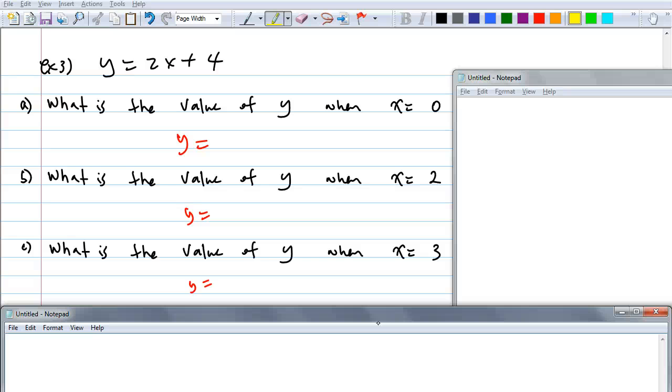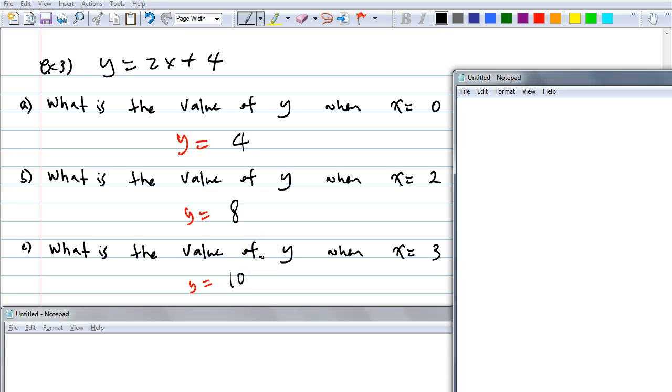What's the hardest part of this question, or the part that takes the longest? Actually, writing down the question. You said it, Austin. That's exactly right. Because do you know how to find the value? First of all, what's the value of y when x equals 0? We said it was 4. Did you get 4 and 8 for the second one? And for C, when x equals 3, 10. Did you all get that?